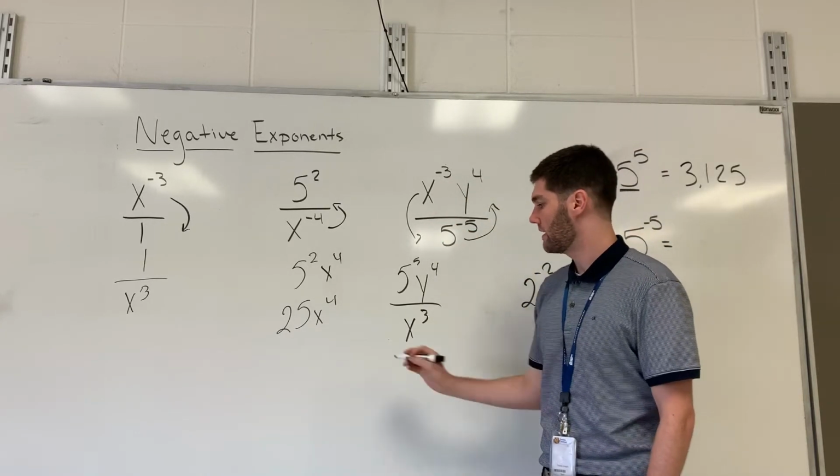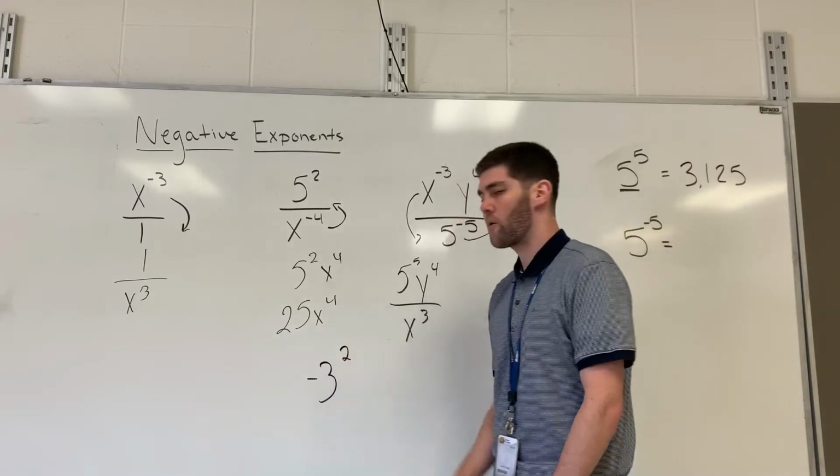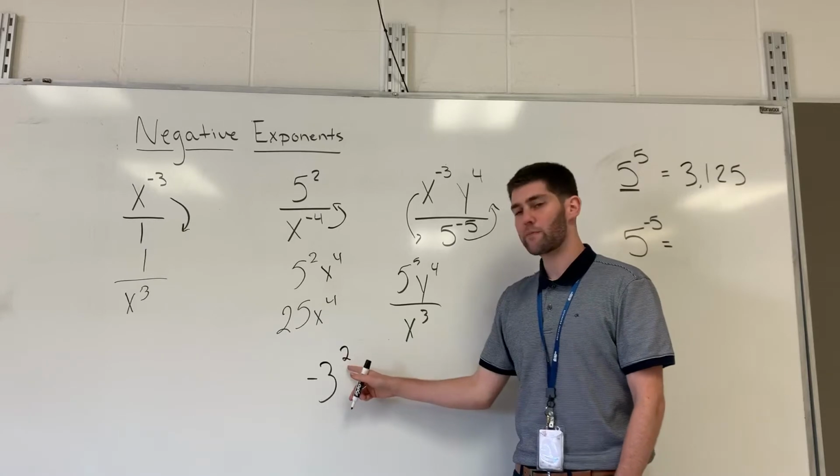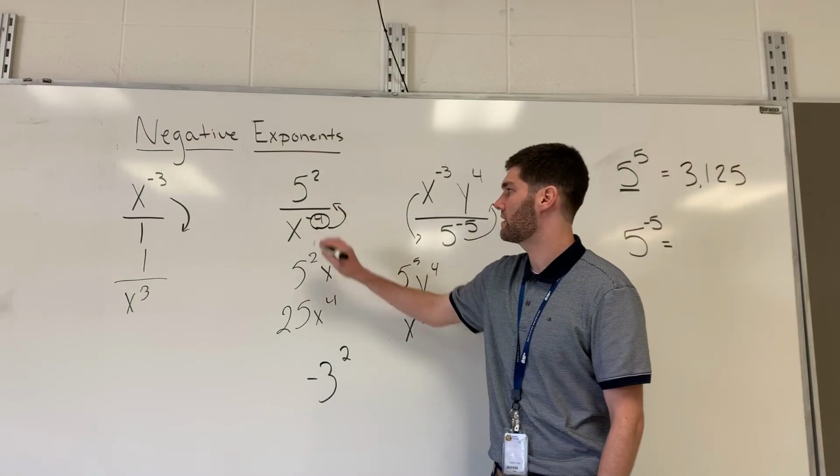Now if I have something like this, negative 3 to the 2nd power, I do not have to flip it because my exponent is positive. I only have to flip if the negative is attached to my exponent.